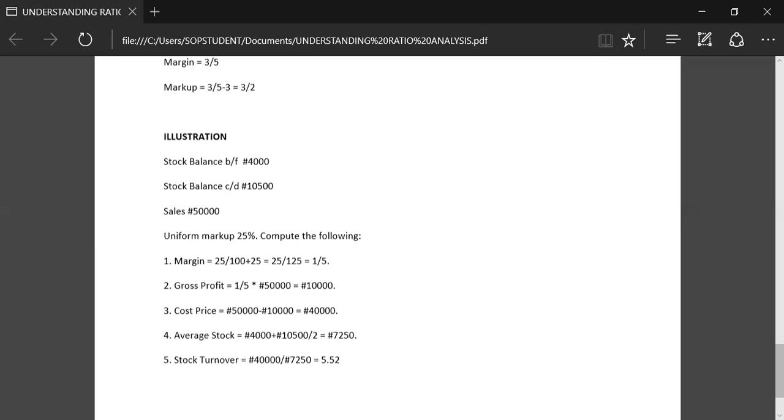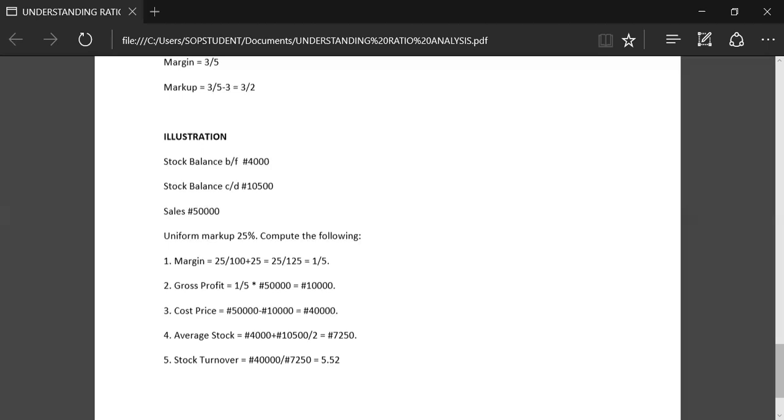So the markup is converted to margin because the value given to us is sales and margin has a direct relationship with sales. However, markup has a direct relationship with cost price. But we're given markup and we're given sales. So we convert the markup to margin and that gives us 1 over 5. And so with the 1 over 5, we can now apply the 1 over 5 on our values to get the values that we can see on the screen.